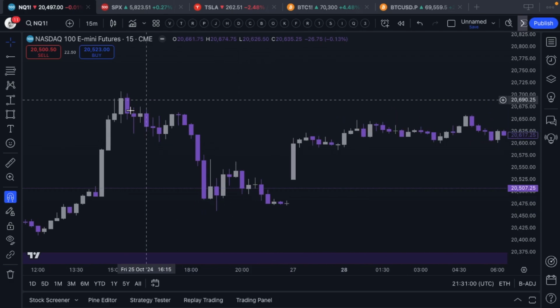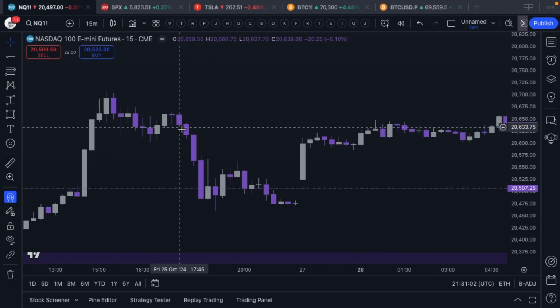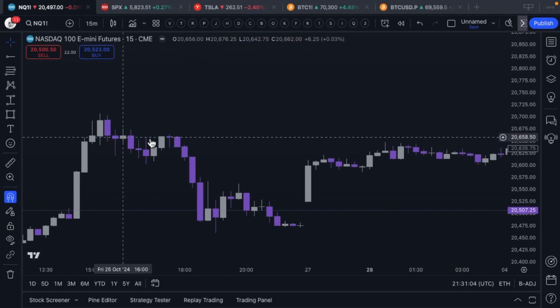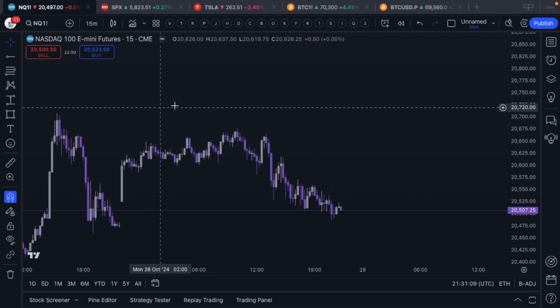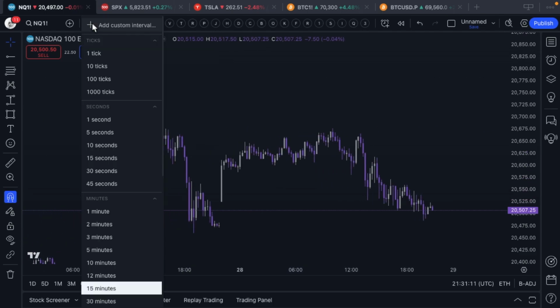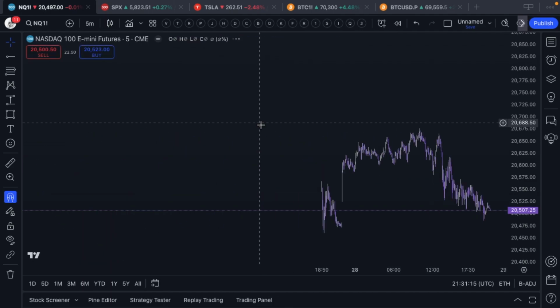All right. So in this case, what we could do is actually look on the lower time frames and see what we could get out of that. So let's just take a peek here at the 5-minute and see if that helps us out.